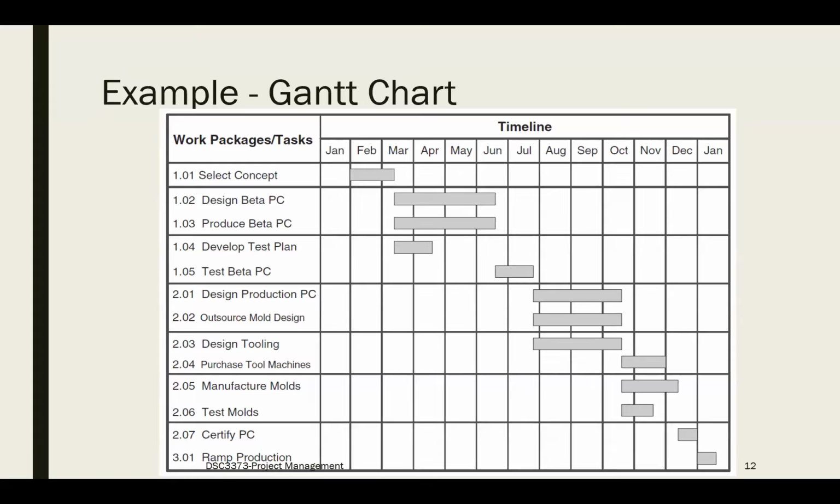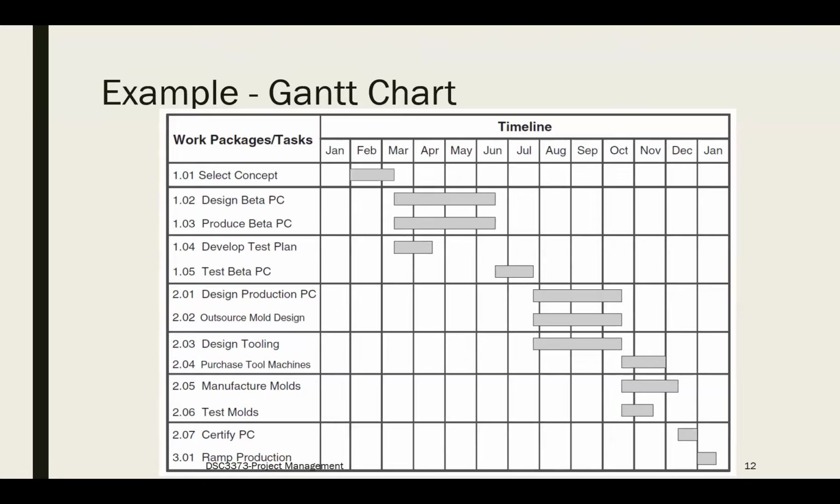So the test plan will take a shorter time, but is done concurrently with the designing and the production. And then when you go to testing the beta, right, you can see that it starts after the completion of design and production, right? So in order to test, you have to complete the design and the production phases. Okay, so this clearly shows us in what order the activities are going to be completed.